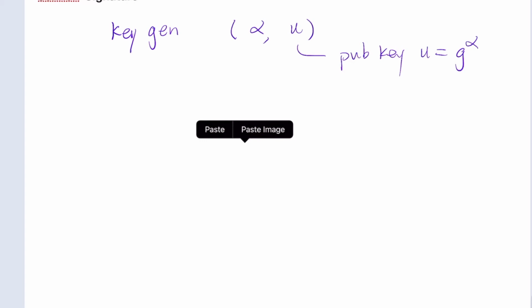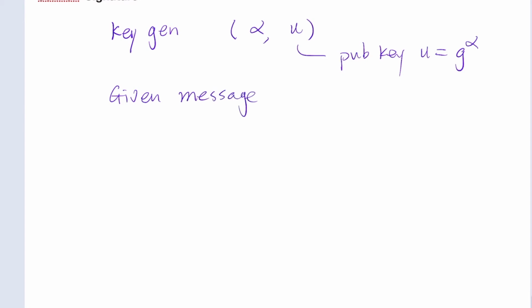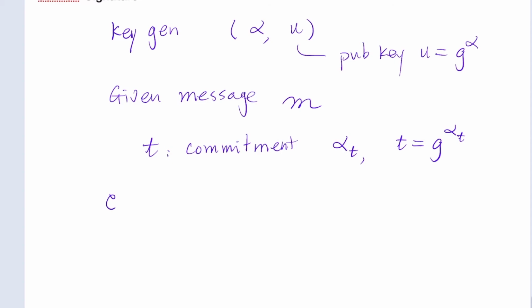So for a given message, what you do is you first get a commitment message. T is a commitment message. You choose a random alpha T, and then you let this commitment message be g to the alpha T's power. And then C, the random challenge, you get from the hash function of your input message concatenated with your T.